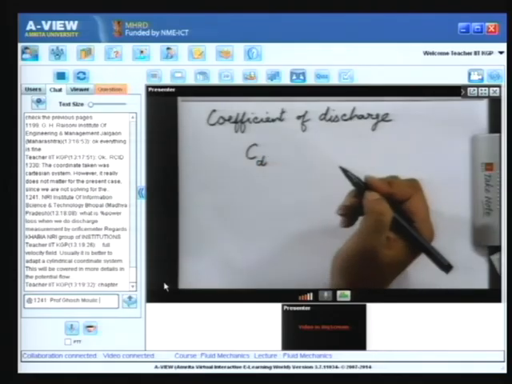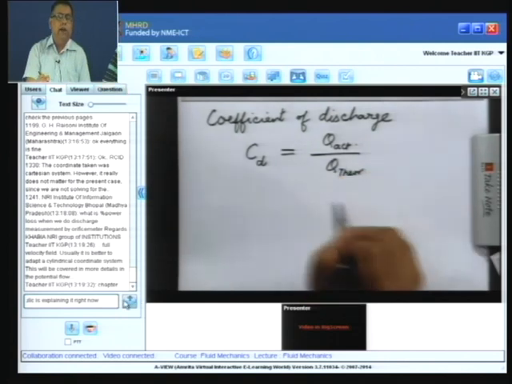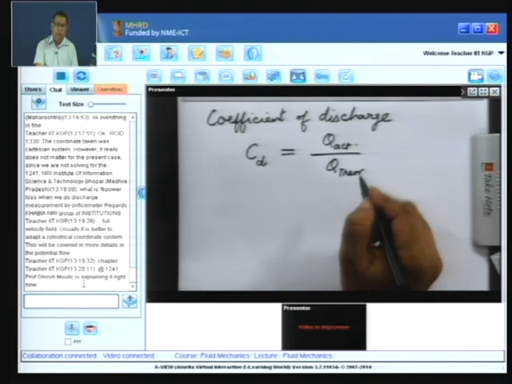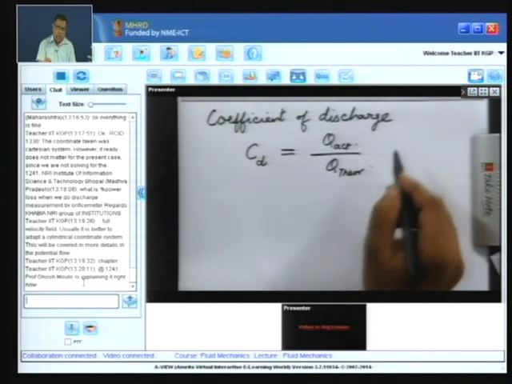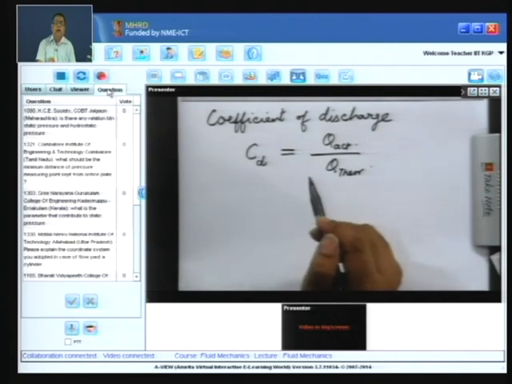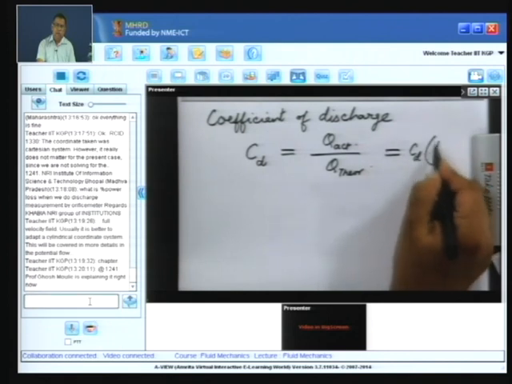You can call it C with a subscript small d, for discharge, which is the actual flow rate divided by what we can call the theoretical flow rate, obtained by assuming that Bernoulli's equation holds. So, the expression which we have derived will give you Q theoretical, and you will find in practice that this ratio is actually less than 1. Now, this coefficient of discharge can be found by doing experiments in the lab, and you can show that for a given geometry it is a function of the Reynolds number of the fluid flow.